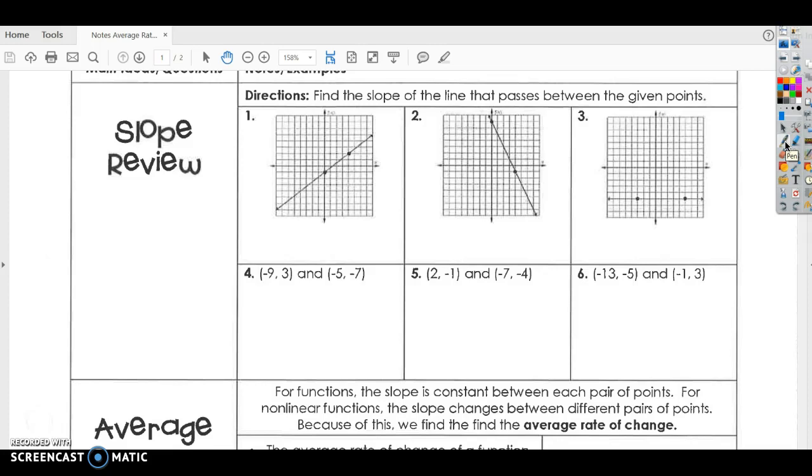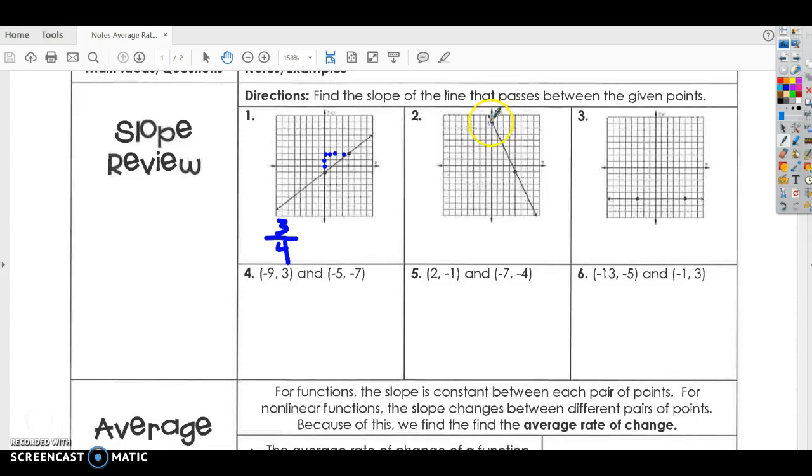I'm going to review slope and talk about average rate of change. Okay? If you remember, slope is your rise over run, or your difference of y's over difference of x's. If you have a picture, you can simply count 1, 2, 3. So I'm going to rise 3. And I'm going to run 1, 2, 3, 4. So my slope for number 1 is 3 over 4.